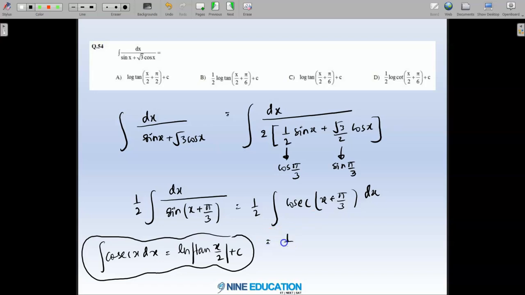So if we apply here, it will be 1 by 2 ln or log mod of tan. Here it is cosec(x plus pi by 3), so we have to write tan of half of this angle. So it will become x by 2 plus pi by 6 basically, and plus some constant c. So if we observe, it is option number B, 1 by 2 log tan(x by 2 plus pi by 6) plus some constant c.